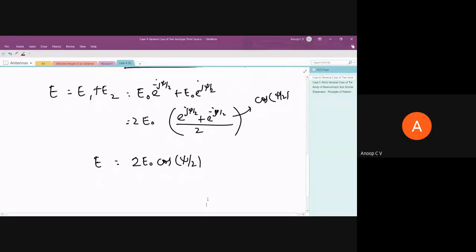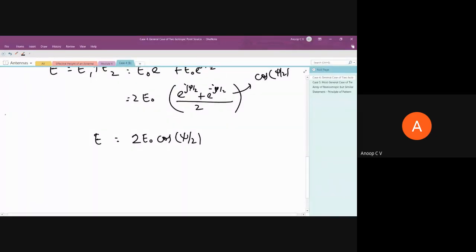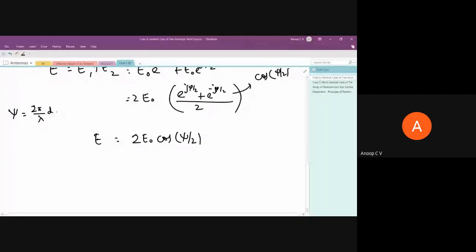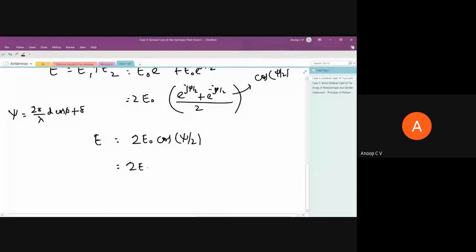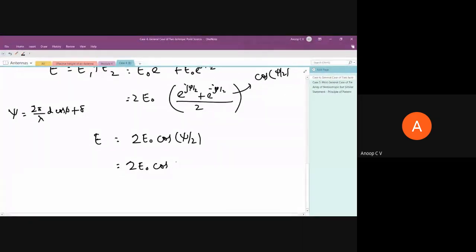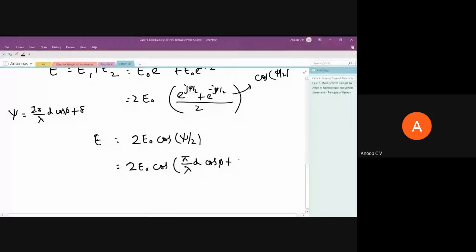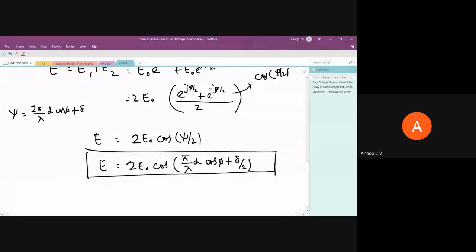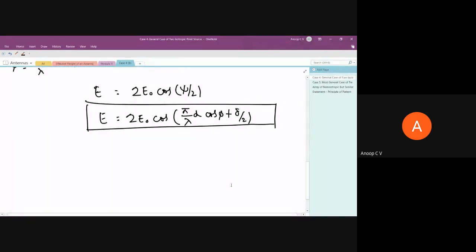So I can further elaborate it, but remember psi is 2 pi by lambda times d cos phi plus delta. So psi by 2 will be pi by lambda d cos phi plus delta by 2. So I can write it as 2 E naught cos of pi by lambda times d cos phi plus delta by 2. So this is the general case of case 1, 2, and 3. You substitute delta equal to 0, pi, or pi by 2, and you will get the answer which we wanted.